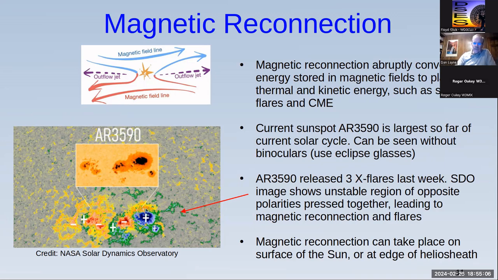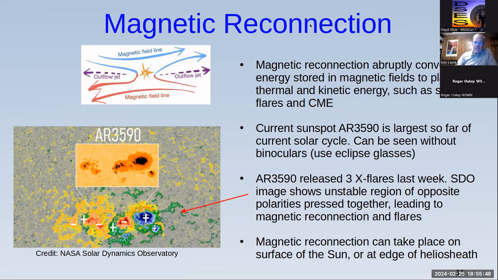Now, this is a sunspot that released 3 X-flares last week. I think it was Wednesday or Thursday, within a 24-hour period, there were 3 very large X-flares. And this image is from SDO, the Solar Dynamics Observatory. It shows this very unstable region of the sunspot. It's unstable because there are opposite polarities pressed together. So these regions of plus and minus magnetic polarity get squished together, and then magnetic reconnection happens very quickly. And when that happens, lots of energy is converted and released, and that's where the solar flare comes from.